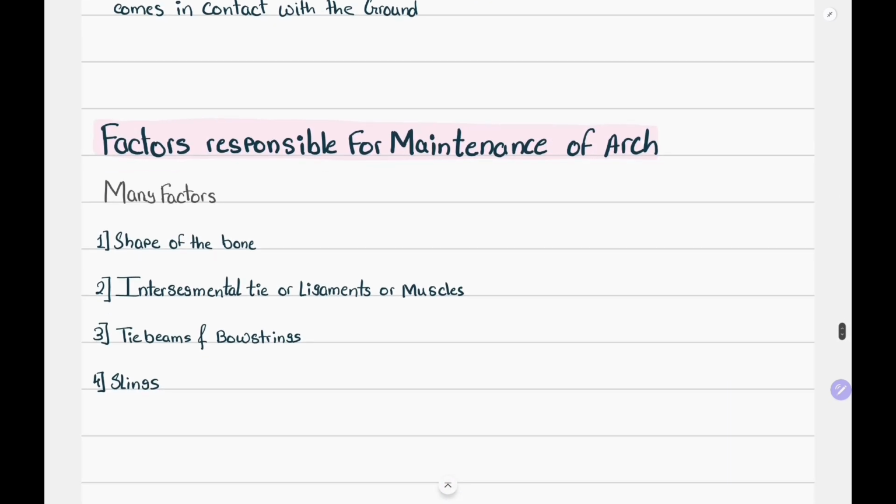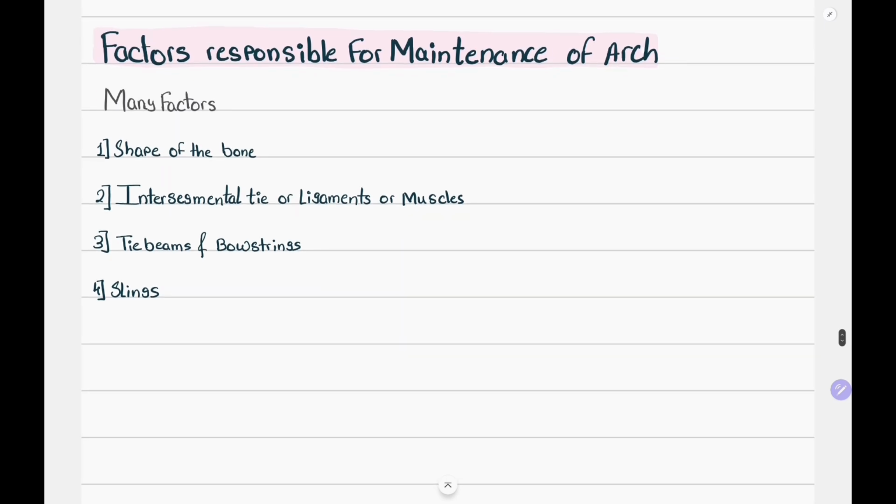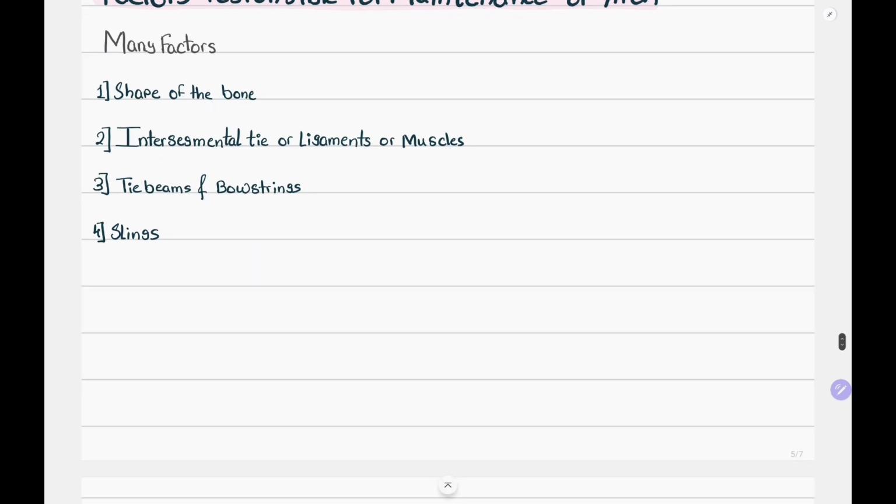So now coming to the factors responsible for maintenance of the arch. There are many factors which are really helpful in maintenance of the arch. The factors are the shape of the bone, intersegmental ties or ligaments or muscles, tie beams and bowstrings, and the slings. We will be covering them one by one shortly.